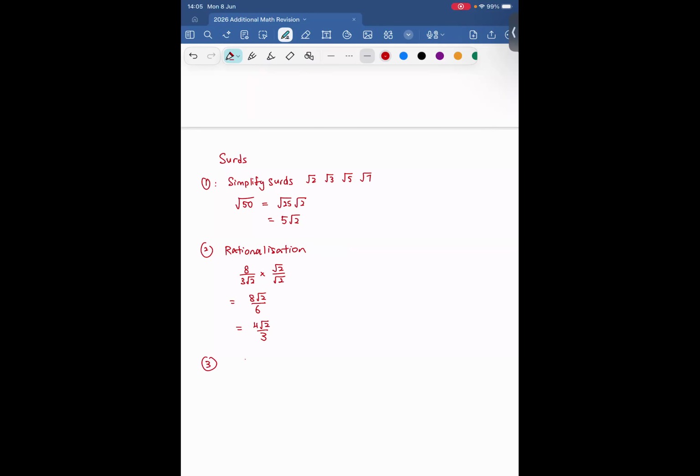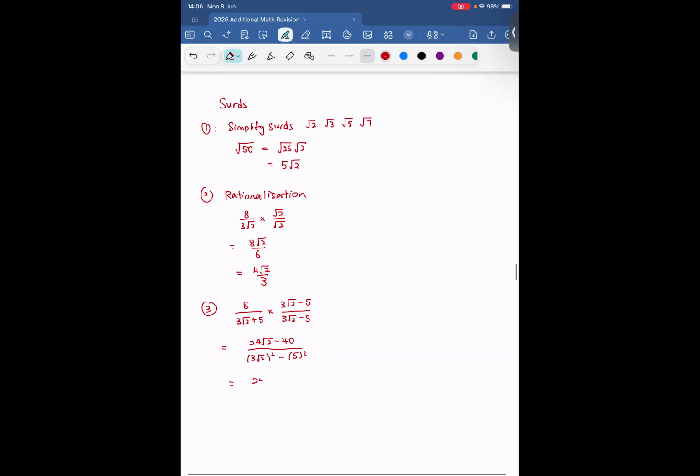Okay. Next, if your denominator is something like that, then to rationalize it, you do the opposite. By right, it's called conjugate. You just do minus. Okay, so then you expand, you get 24 square root 2 minus 40. Then the bottom is just a squared minus b squared. That will be 9 times 18, 18 minus 25, minus 7. Okay, so this is what you need to know.